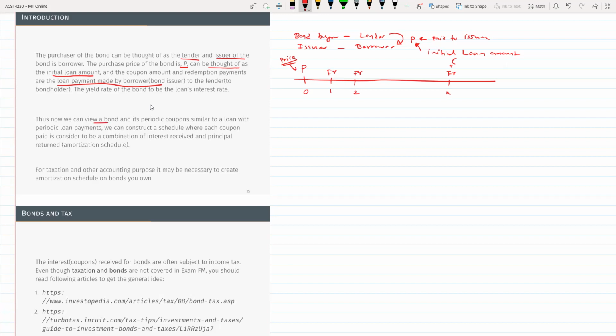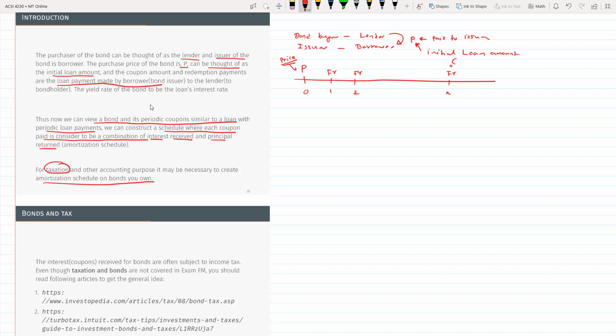So we can view a bond and its periodic coupons as similar to a loan with periodic loan payments. We can construct a schedule where each coupon paid is considered to be a combination of interest received and principal return. For taxation and other accounting purposes, it may be necessary to recreate an amortization schedule on bonds you own. Why is that? We are not going to go into taxation because it's not part of our syllabus or part of actuarial science.